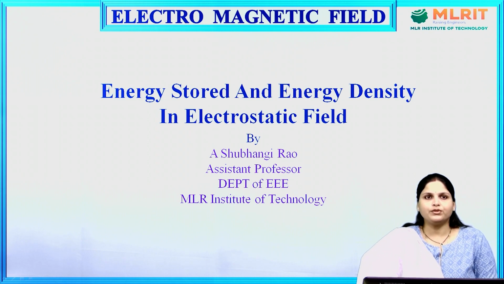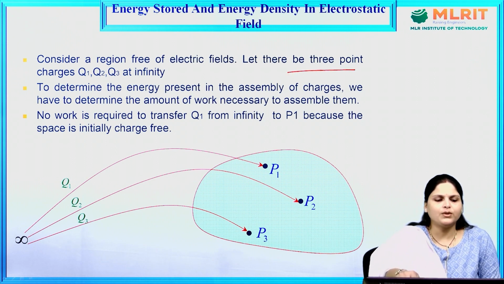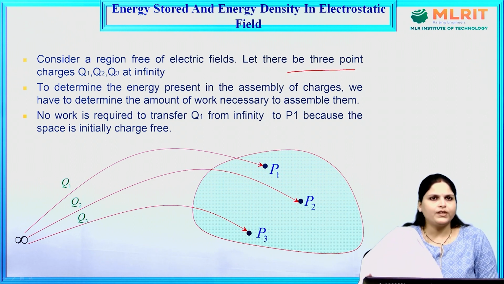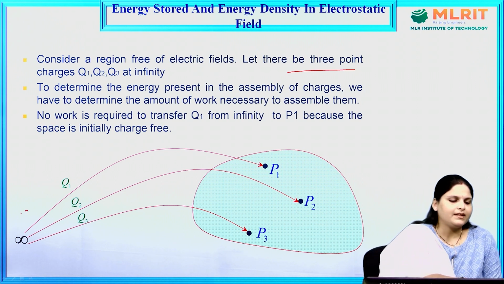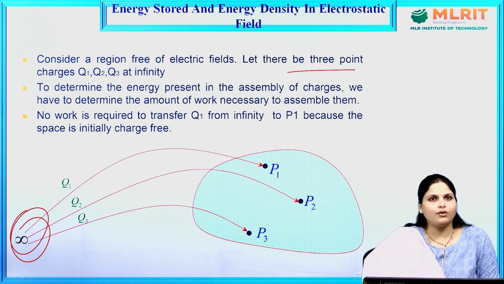Today we are going to discuss energy stored and energy density in an electrostatic field. So let's start. Here we can see there is a region which is free of electric fields. Let's consider there are 3 point charges Q1, Q2 and Q3. They are at infinity. Now we need to find out the energy present in the system.